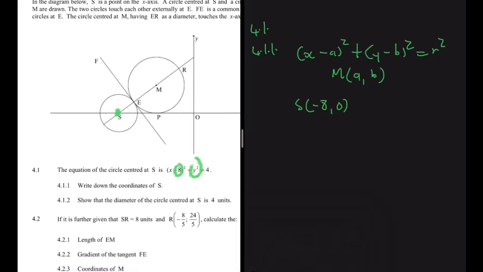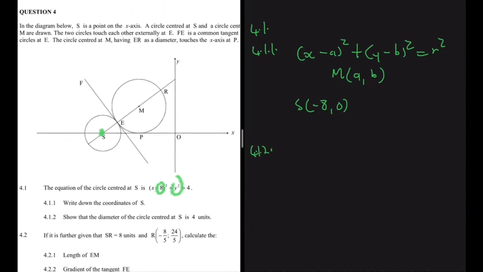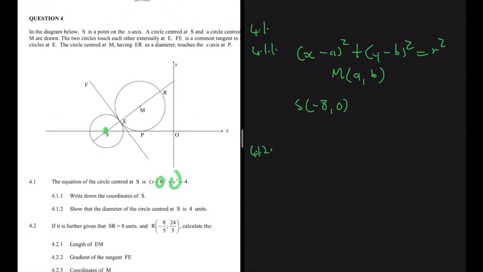And then let's do 4.1.2. 4.1.2 says, show that the diameter of the circle centered at S is 4 units. So what is the diameter by definition? The diameter is equal to 2 multiplied by the radius, right? But what is the radius of our circle? We know that from the general formula, (x − a)² + (y − b)² should be equal to r², and we're given r². So with r² we can find r and ultimately find the diameter, right?